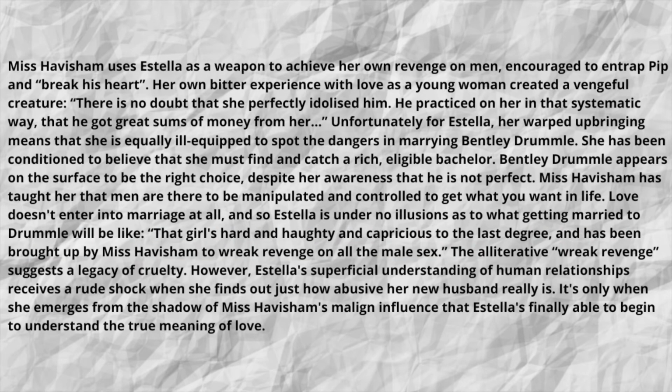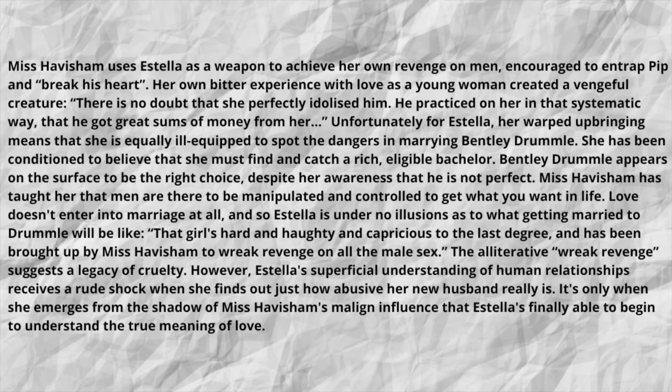Miss Havisham uses Estella as a weapon to achieve her own revenge on men, encouraged to entrap Pip and break his heart. Her own bitter experience with love as a young woman created a vengeful creature. There is no doubt that she perfectly idolised him. He practised on her in that systematic way that he got great sums of money from her. Unfortunately for Estella, her warped upbringing means that she is equally ill-equipped to spot the dangers in marrying Bentley Drummle. She has been conditioned to believe that she must find and catch a rich, eligible bachelor. Bentley Drummle appears on the surface to be the right choice, despite her awareness that he is not perfect.